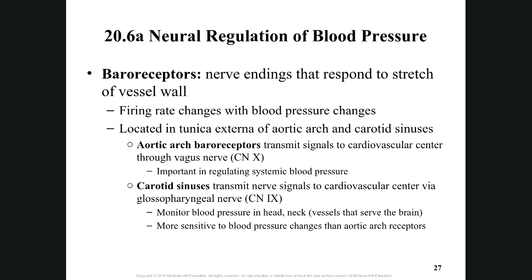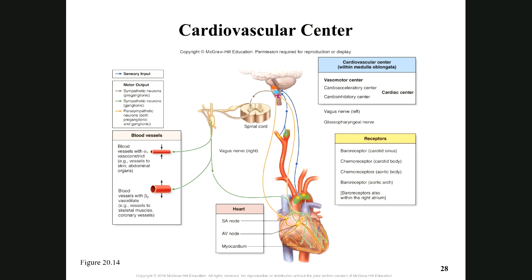Now, I want to talk about these baroreceptors and chemoreceptors on this picture. In this picture, let me make it larger for you. You can see these baroreceptors and chemoreceptors. One of these baroreceptors is located in the aortic arch. We call it aortic arch baroreceptors. They are located in the tunica adventitia or tunica externa of the aortic arch, and also the carotid sinuses in the bifurcation of our carotid arteries.